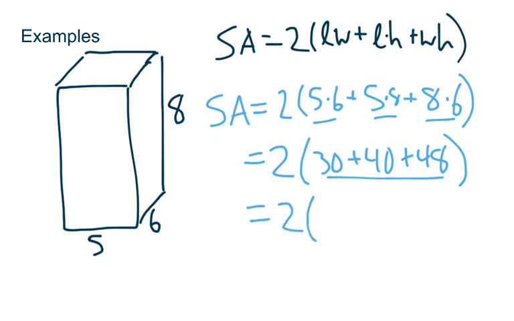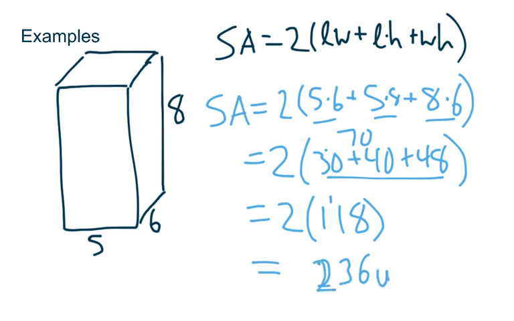So that's going to be 2. Let's see here. So 30 and 40, that gives me 70. I'll add 48, and so that's 118. Times that by 2. Let's see, that's going to be 6, I carry a 1, 3, 236. Now, this is going to be in units squared because we're talking about area, not volume. Okay, so it's units squared.